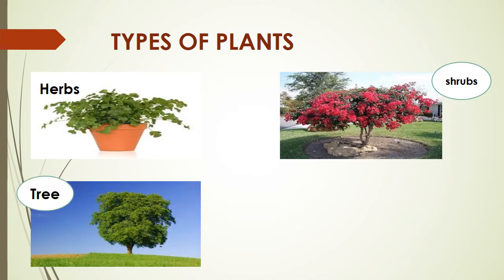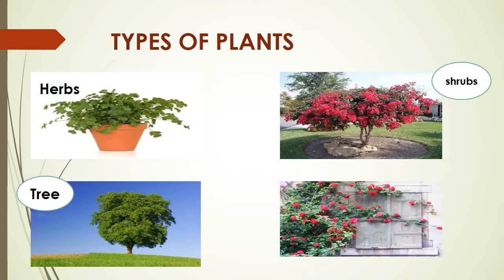Next, tree. Tree plants are such type of plants which have big stem, woody trunk. We can say woody trunk with or without branches. It is not necessary all the trees will have branches. Some trees have branches, some don't have the branches, such as mango tree, neem tree, gulmohar tree, coconut tree. These types of plant are called a tree.